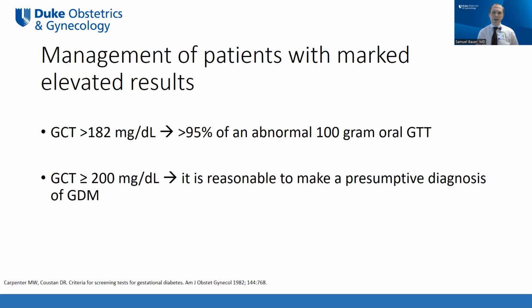Now, the management of patients with marked elevations of their values often comes up. For patients that have a glucose challenge test greater than 182, greater than 95% of those patients will have an abnormal 100 gram, as well as certainly if it's over 200. So it's very reasonable to make that diagnosis. And this really comes from the data from Carpenter-Coustan, when they were looking at all these values to see which ones to set to help make that diagnosis.